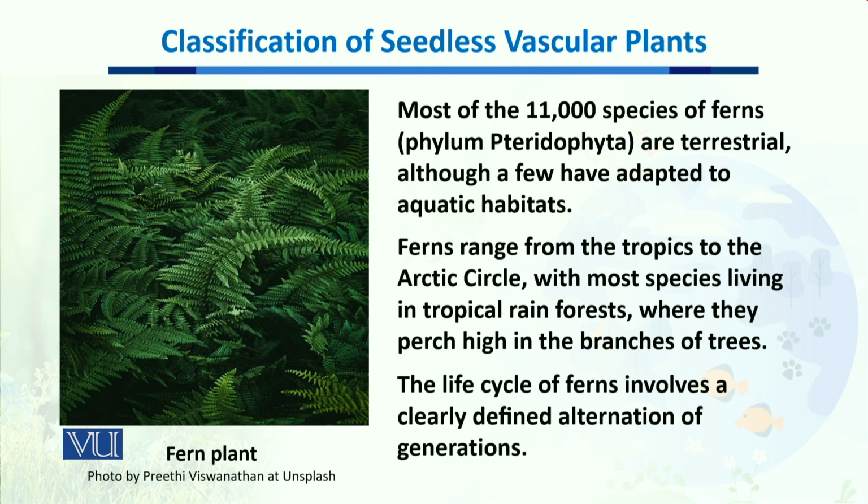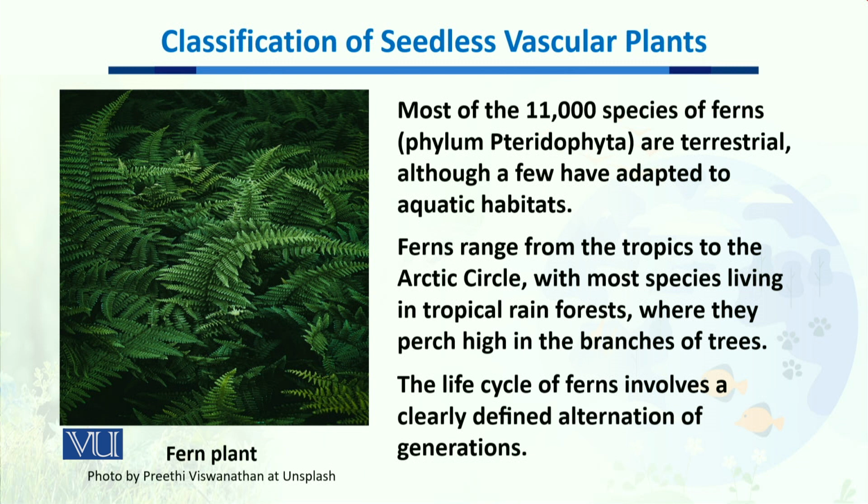Other than club mosses, we have more than 11,000 species of ferns, and they are included in phylum Pteridophyta. They are terrestrial, although a few of them have adapted to live in aquatic habitats. Ferns range from the tropics to the Arctic Circle. They occupy a large area, with most species living in tropical rainforests where they grow along the high branches of trees.